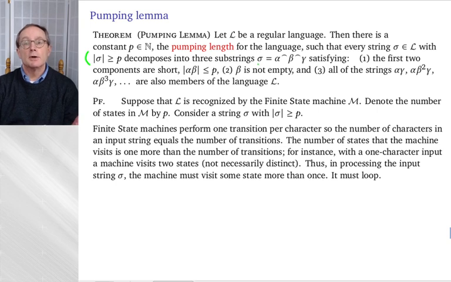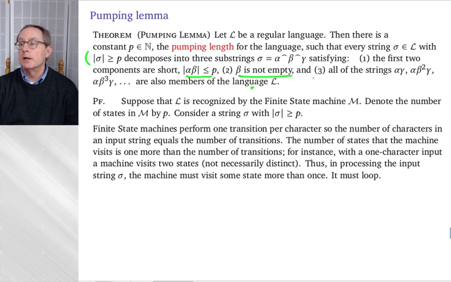And I already talked about what that decomposition is, or at least I waved at it on the previous screen. Alpha is the part that brings you up to the loop, beta brings you around the loop, and gamma brings you from the loop to the accepting state that you're going to end at. So not every decomposition, but there exists a decomposition. And the 3 conditions are that the first 2 components are short, namely that the total length of the strings alpha and beta together is less than or equal to p. Beta is not empty.